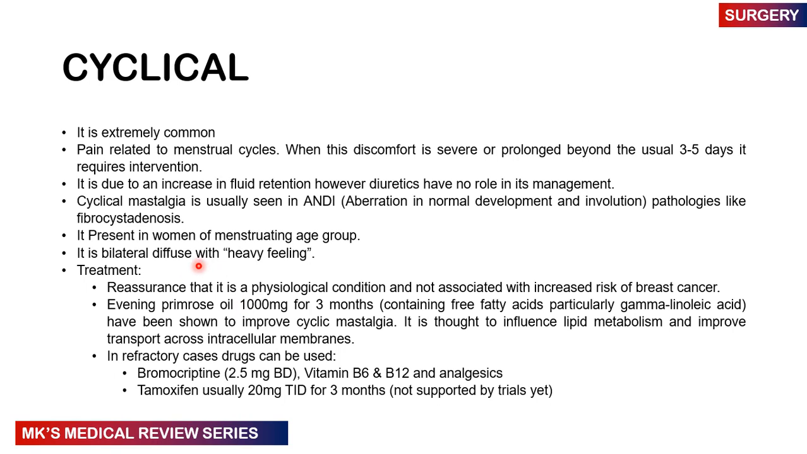We can even give them some evening primrose oil, about 1,000 milligrams for 3 months. It contains free fatty acids, particularly gamma-linolenic acid, and this has been shown to improve cyclic mastalgia. It is thought to influence lipid metabolism and improve transport across intracellular membranes. In cases that fail to respond, we can give bromocriptine 2.5 milligrams twice a day, vitamin B6, B12, and analgesics. Tamoxifen can be given 20 milligrams 3 times a day for 3 months, but no clinical trials have been done significantly to support this.